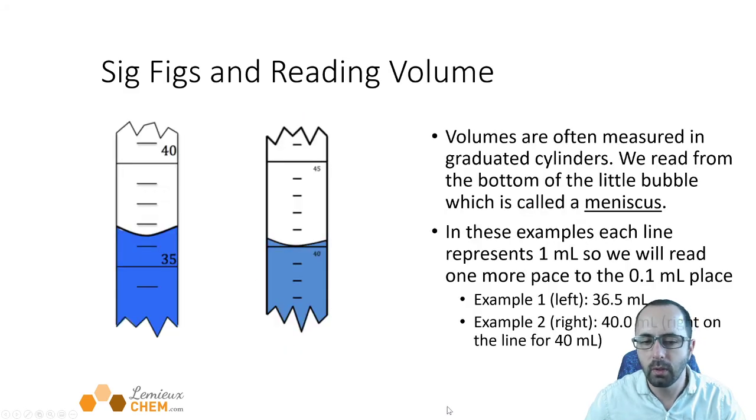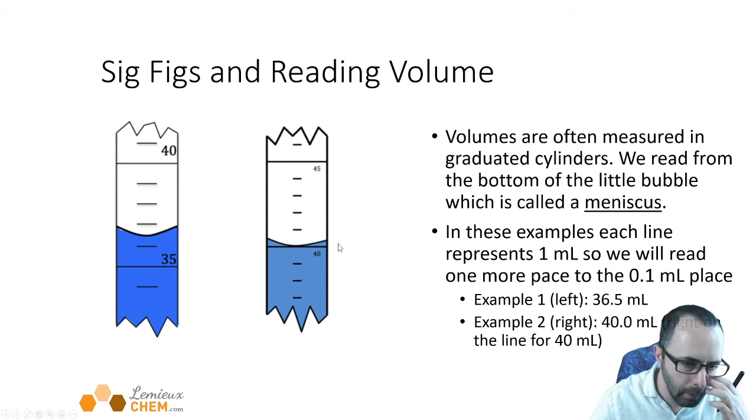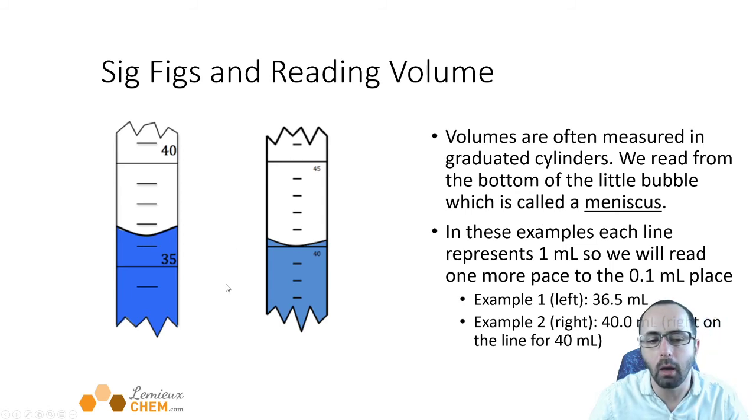We'll also do similar readings for volumes. Volumes are usually measured in graduated cylinders or other glassware in the lab. When you put the water in there, it makes a little bubble, as you can see here in these pictures, a little bubble downward like this. We call this a meniscus. When you read these, you're going to read from the bottom of the meniscus.